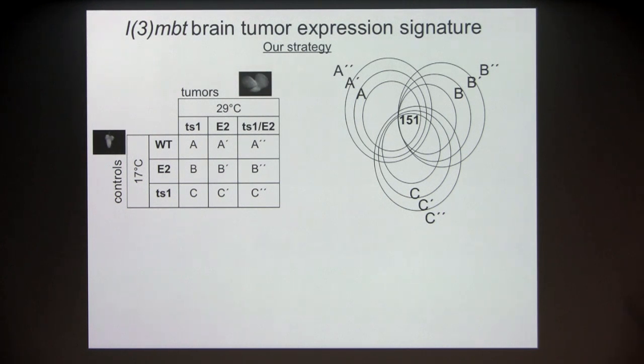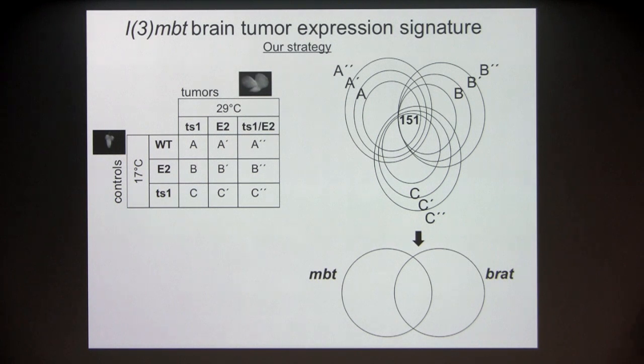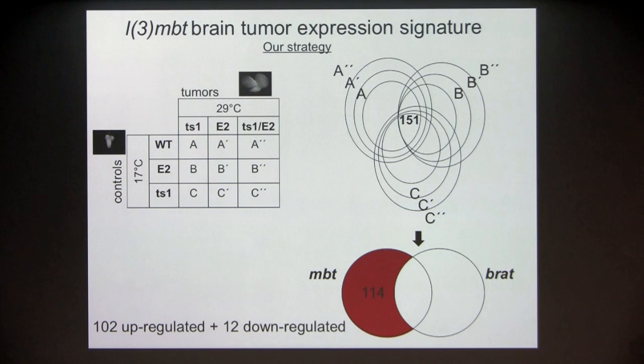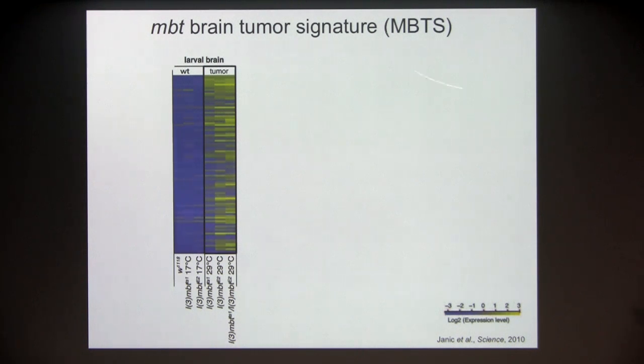And then we end up with a gene list that we know how to deal with, which is only 151 genes. But this is not the end. We wanted to know if we can take out of those 151 genes the genes normally involved in neural development in other tumors from Drosophila, and take only the gene list which is specific for the MBT. Then we end up with only 114 genes: 102 upregulated and 12 downregulated. This list of 102 upregulated genes is what we call the MBT brain tumor signature.